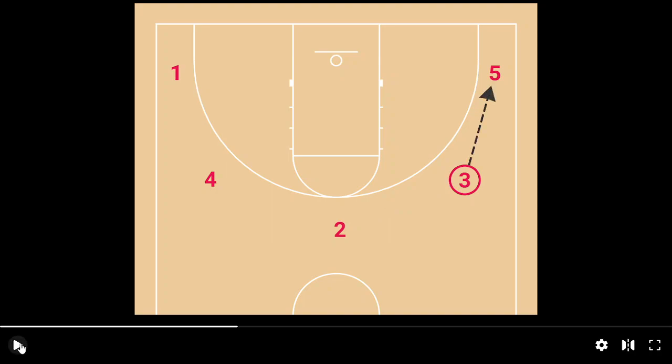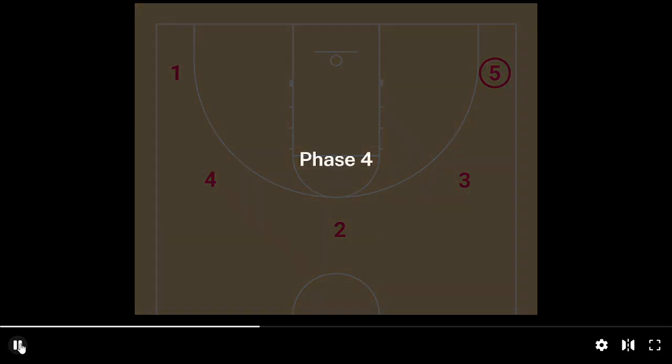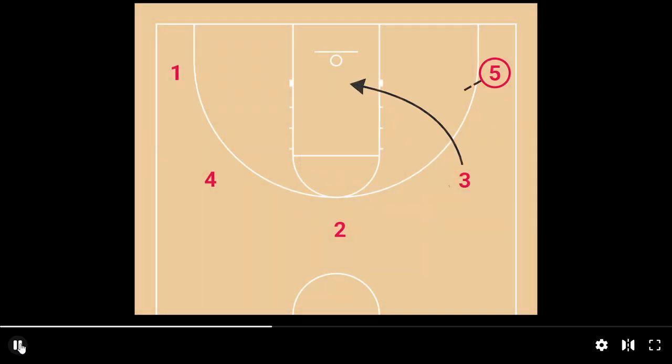Let's assume he passes to number 5. As soon as he makes that pass, he needs to make a basket cut. And number 5 should try to give the pass back to him so that number 3 can make a layup or have a shooting opportunity. If that happens, that's great. If it doesn't happen, number 5 will have other options.